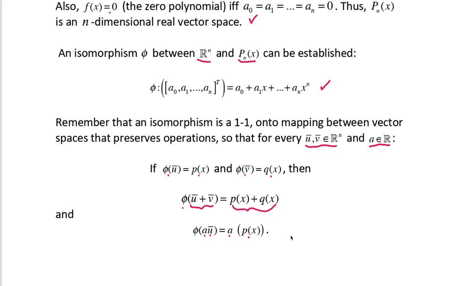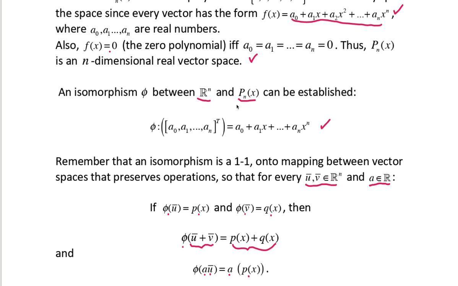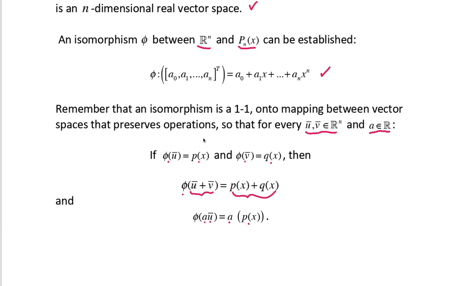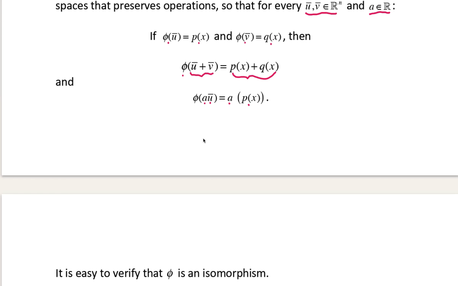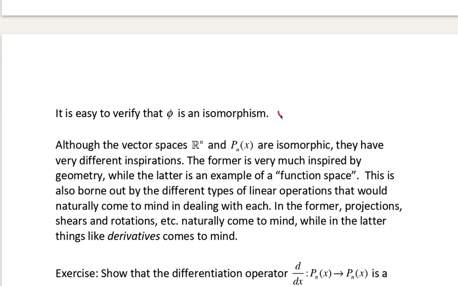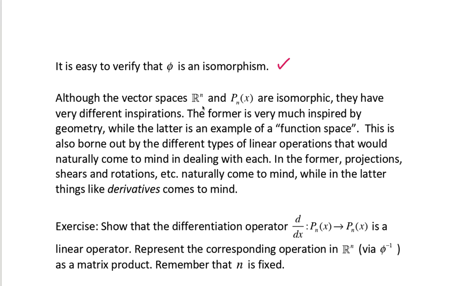So there it is. So you could think of this as just being a funny way of writing these polynomials, right? You're just keeping track of the coefficients. Alrighty? So that's easy to verify that it's an isomorphism. Okay? Yeah, well, that's what we essentially did. Although these vector spaces are isomorphic, we'd say, okay, they look the same, they have very different inspirations, okay?